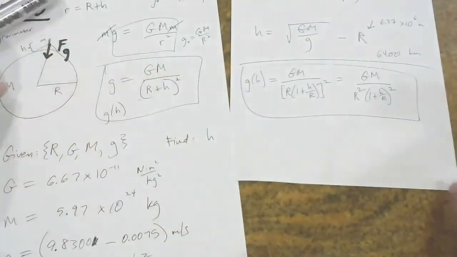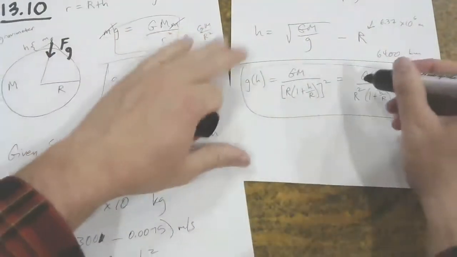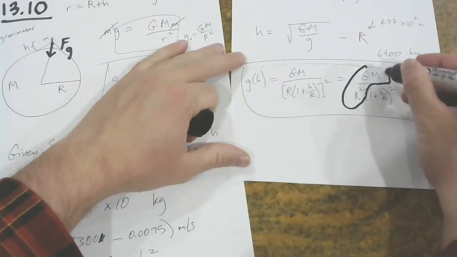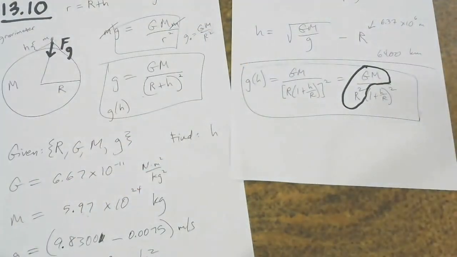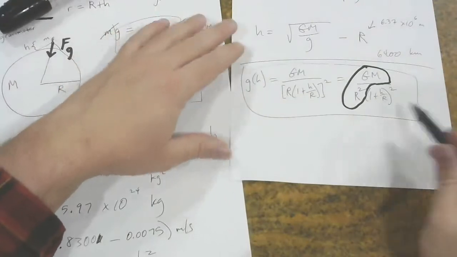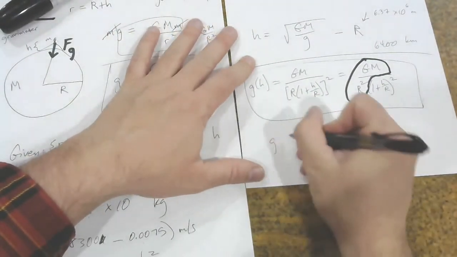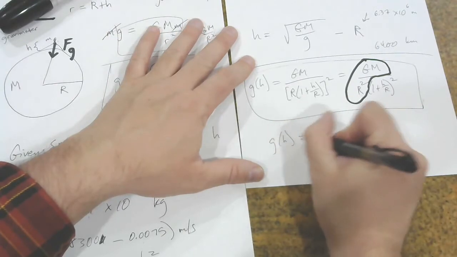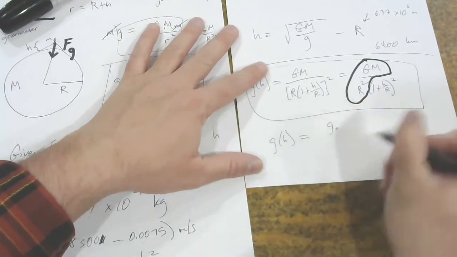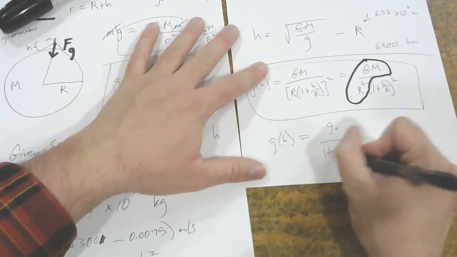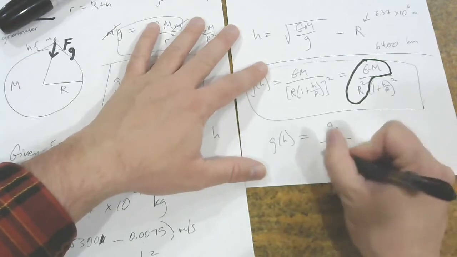And the reason for doing that is now we can identify this as the value of the free fall acceleration at the surface of the Earth. That was the reason for this clever little device of factoring out the R squared. So we can say that g at any height, any altitude, would be g naught, that's the surface acceleration, over 1 plus h over R squared.